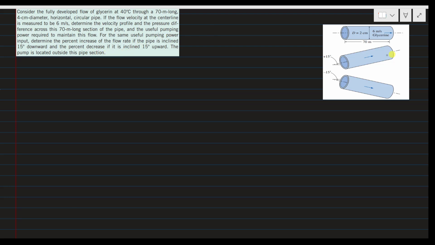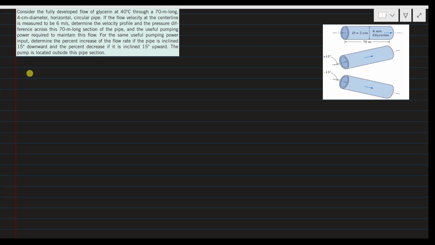So here, this is the pipe, and in the first case it is horizontal. For that case we need to find the pressure difference and the power input delivered by the pump in order to provide a steady flow rate in this pipe. The length of the pipe is 70 meters and its diameter is given.